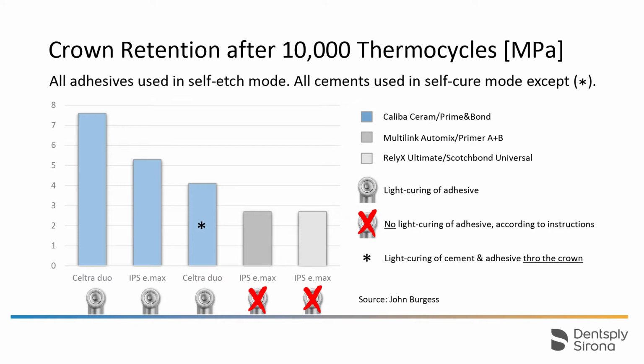Incidentally, the bar in the middle, indicated by an asterisk, shows the result of the test for samples in which our Prime and Bond adhesive was actively light-cured through the crown. Comparably high bond strength is also created in this scenario.